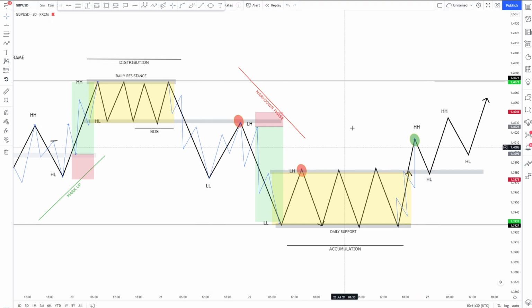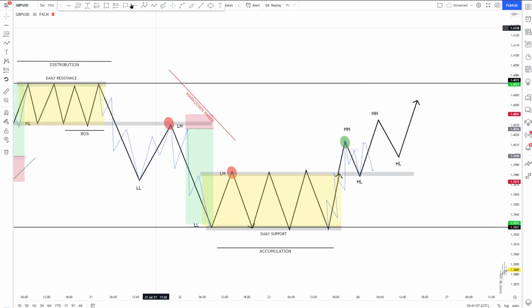And how can we do that? We need a break of structure on the 1 hour. So if I look at market structure right there, we would need this to make a higher high on the 1 hour. So basically this is a break of structure, and then a pullback below the higher low, and take the trade here.